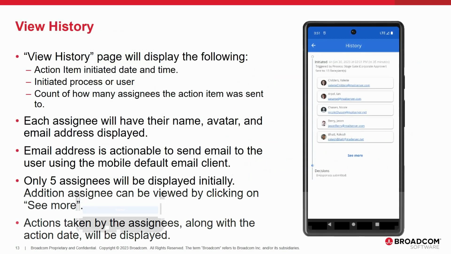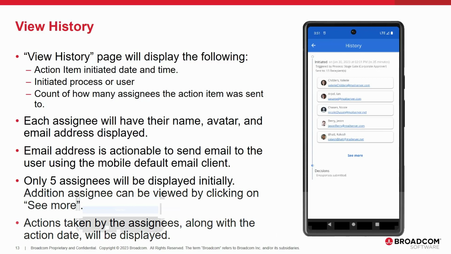Touching on the view history will take the user to the history page where the user can see the details or historical information for that specific action item. The history page will display the date and time when the specific action item was initiated. It'll display the initiated process or user. The process will be the name of the process that triggered the action item to the user, and if the action item was triggered based on a business rule, then the name of the user will be displayed right there.